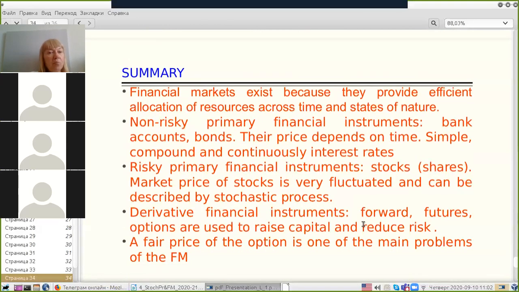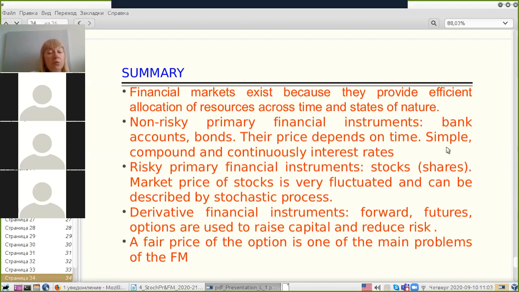So, a summary of our lesson today. Financial markets exist because they provide efficient allocation of resources across time and states of nature, and because they hedge the owner. Second, non-risky primary financial instruments: it is a bank account and bonds. Their price depends only on time, not on randomness, only on time.